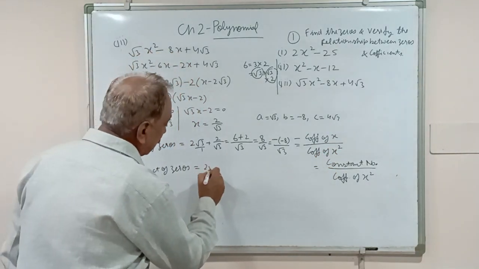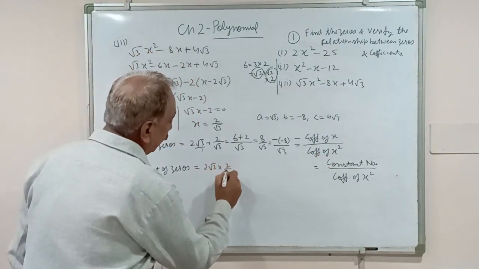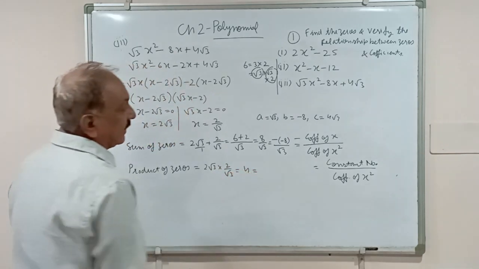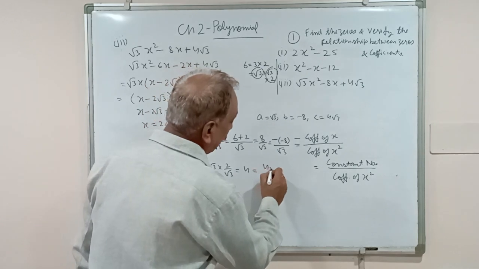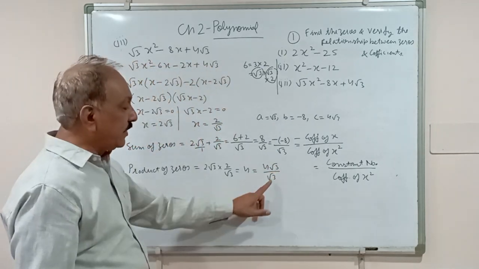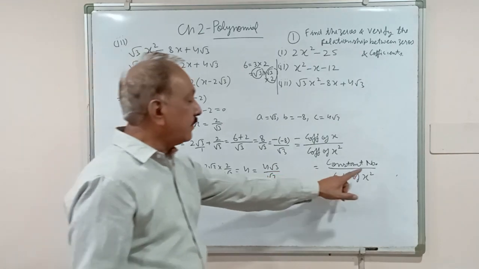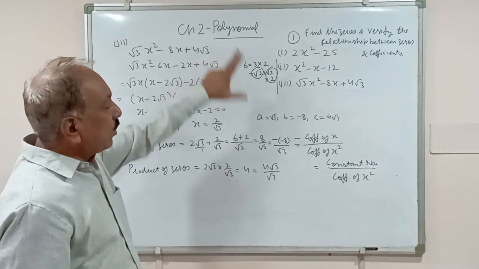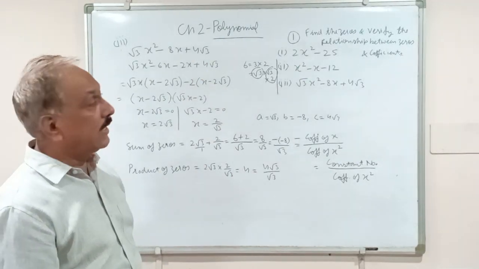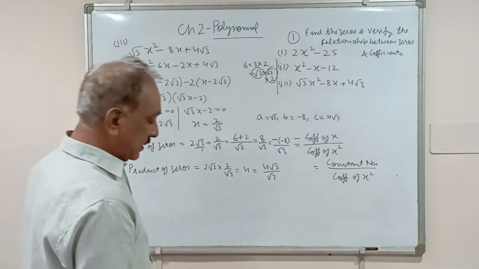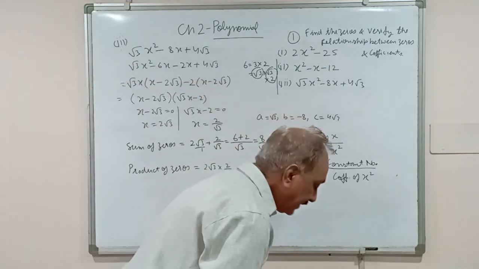Product of zeros: 2 root 3 into 2 upon root 3, root 3 cancels, only 4. This is c upon a: 4 root 3 upon root 3, root 3 cancels, only 4. Constant number upon coefficient of x square. These sums are very important. In this chapter, this is a very important part. Then we'll take the second type.